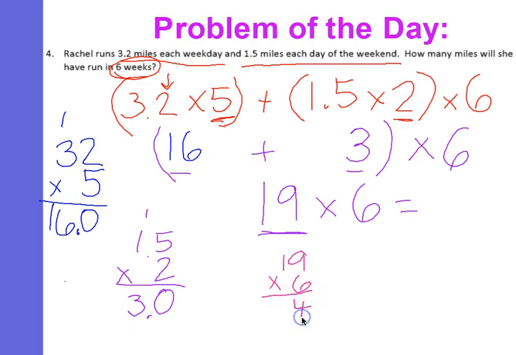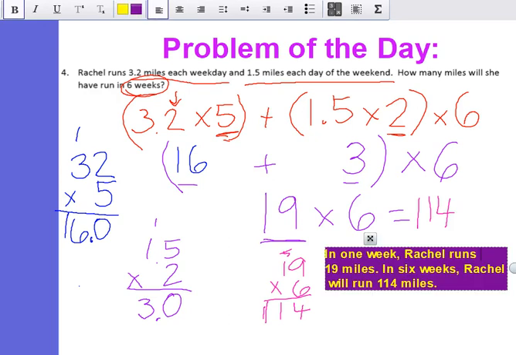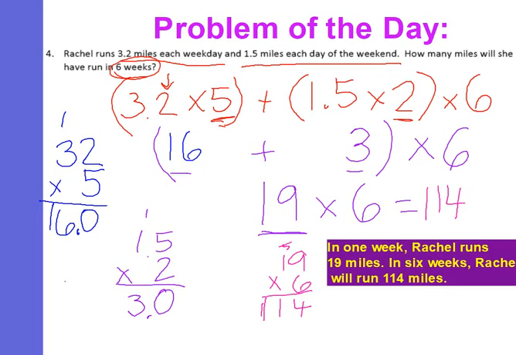6 times 9 is 54. 6 times 1 is 6, plus 5 is 11. So in 6 weeks, she would run 114 miles. If she was keeping that same pace the whole time. And I want to go ahead and type that for you. So I'm going to type it very quickly and pause the video so it's going to pop up on your screen in just a second. All right, so I didn't want to have to make you watch me type the whole thing. So you can see here, in 1 week, Rachel runs 19 miles. In 6 weeks, Rachel runs 114 miles.